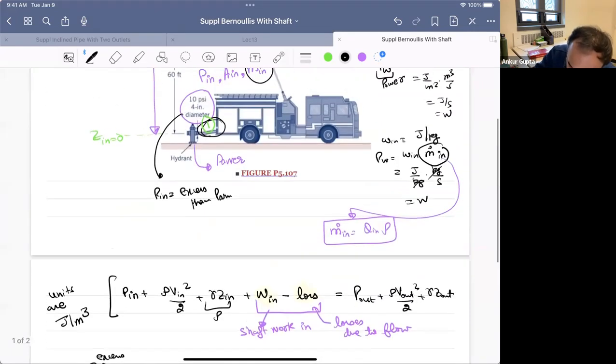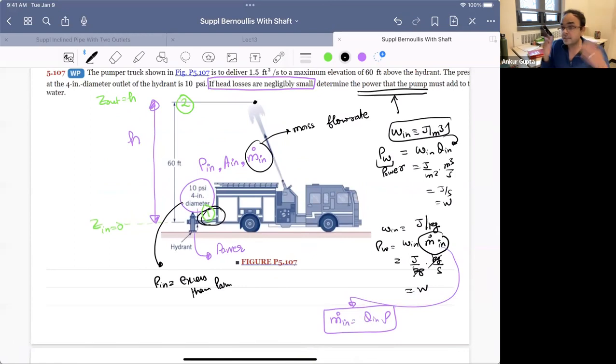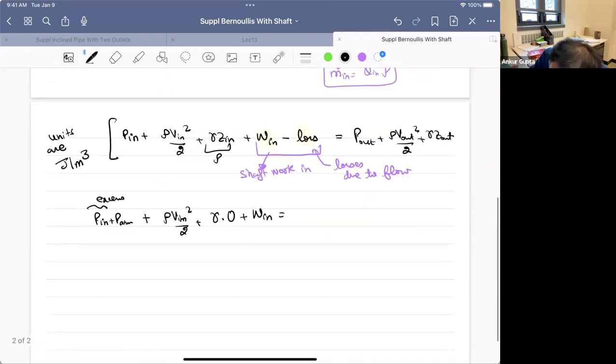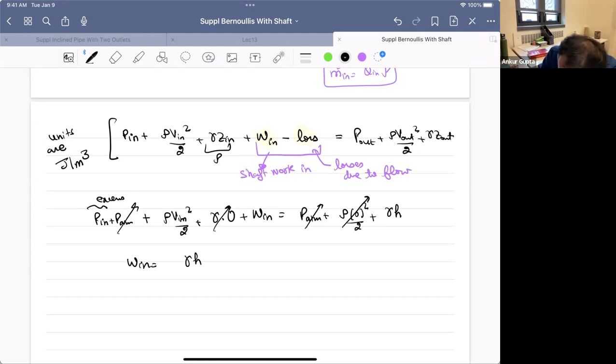And now P out is where we are at the highest height, where there is no velocity. That's the highest height it takes up. So velocity goes to 0, height is h, and the pressure is open to air, so it is atmospheric. So P atmospheric plus rho times 0, because it has sort of stopped, and then gamma times h, right? So this goes away. P ATM goes away. P ATM goes away. This goes away. And so W in essentially becomes gamma h minus P in minus rho V in square by 2.